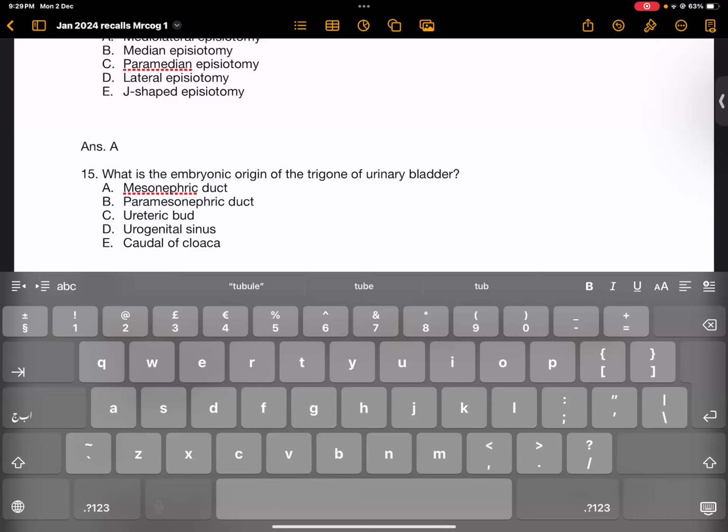But why is the trigone actually different? The trigone's embryonic origin is different because in that trigone area, both the ureters are opening into the bladder, and you know that ureters are formed from the mesonephric ducts. So the mesonephric ducts actually incorporate into the bladder wall. That is why the area of the trigone is formed from the mesonephric duct.